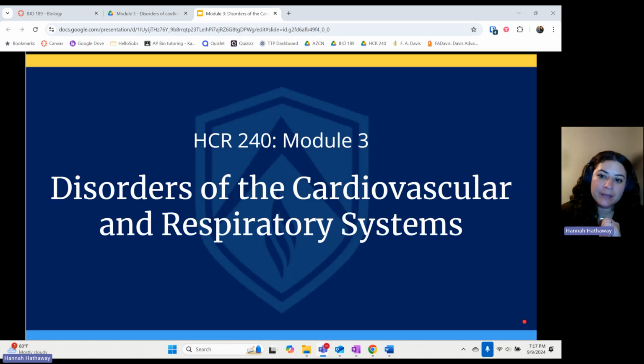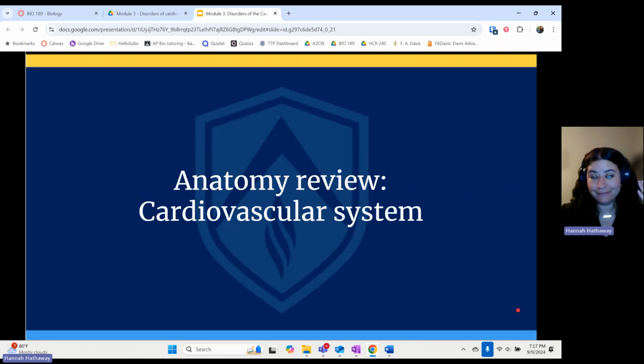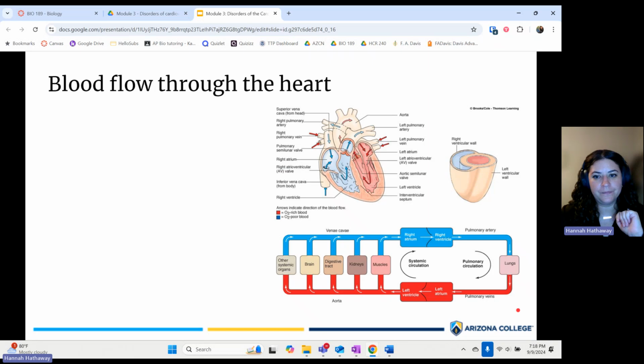This module is all about disorders of the cardiovascular and respiratory systems. To get a good grasp on this module, you really need a good knowledge of some things you learned in anatomy, specifically cardio. So we're going to review a little bit of that really quick before we hop into cardio-specific pathophysiology.